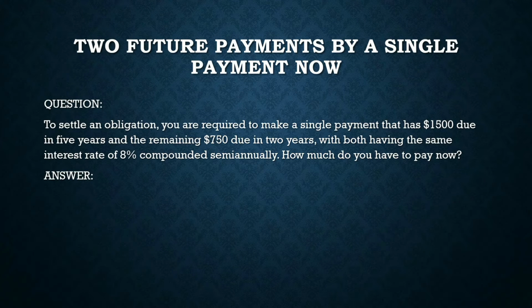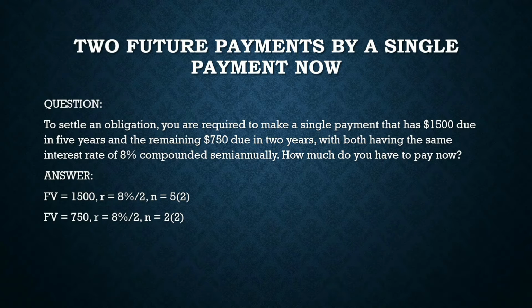Second, two future payments replaced by a single payment now. Okay, the question: to settle an obligation, you are required to make a single payment, that has 1,500 due in 5 years and the remaining 750 due in 2 years, with both having the same interest rate of 8% compounded semi-annually. How much do you have to pay now? The answer is FV 1,500 and R is 8% divided by 2, and N equals 5 multiplied by 2. Why do we use 2? Because it is semi-annually. And the second, 750, R equals 8% divided by 2 and N is 2 multiplied by 2.